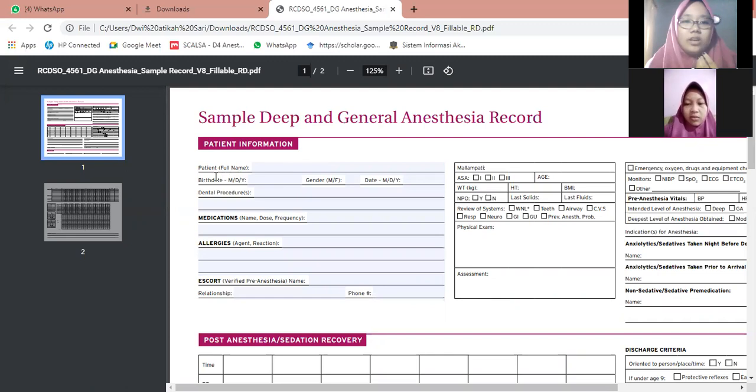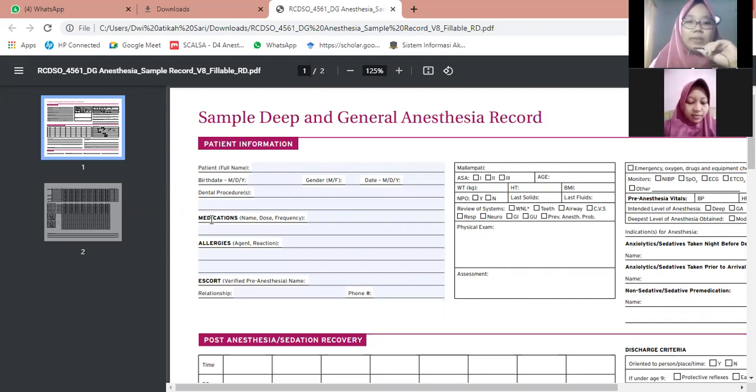Next, we have to write down the birth date of the patient in month, day, and year. And also the gender, male or female. We can make a circle here if the patient is male, and if the patient is female, we can write a circle here. And the date is the date when the patient gets anesthesia. And next, for dental procedure, we can write down here based on the dental procedure the patient gets.